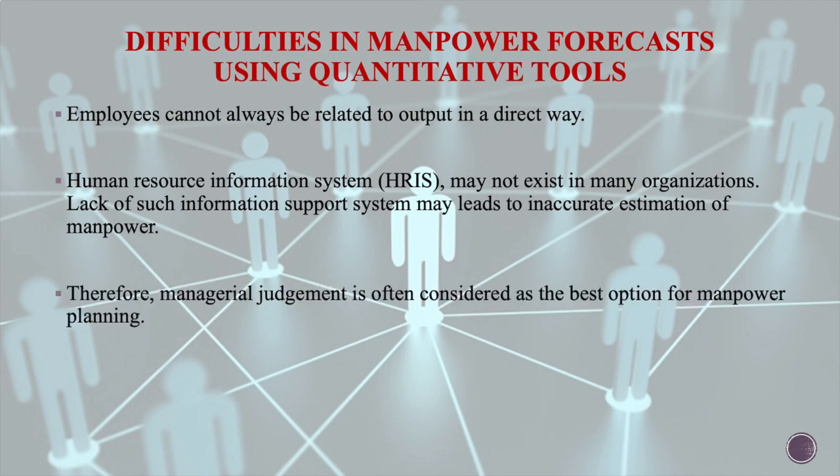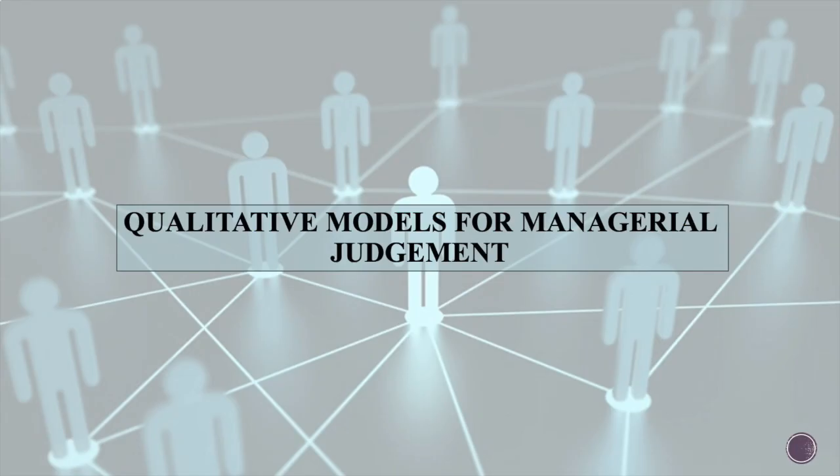Therefore, managerial judgment is often considered the best option for manpower planning. So as managerial judgment is one of the best options, we need to lead on to another model for managerial judgment, that's called a qualitative model. Qualitative model is carried out by different techniques, and one of the important techniques is called the DELPHI technique.